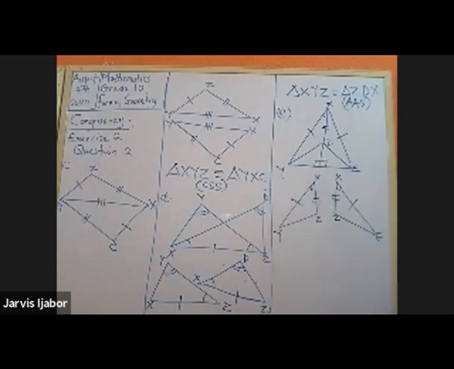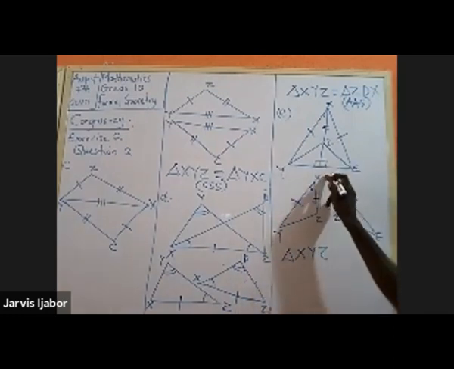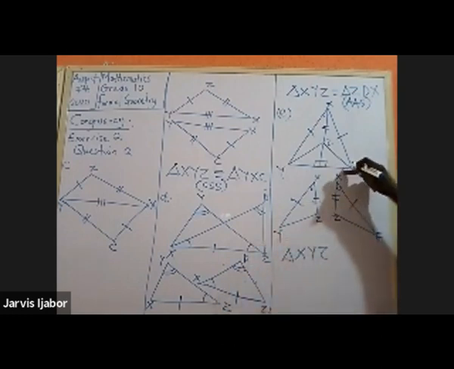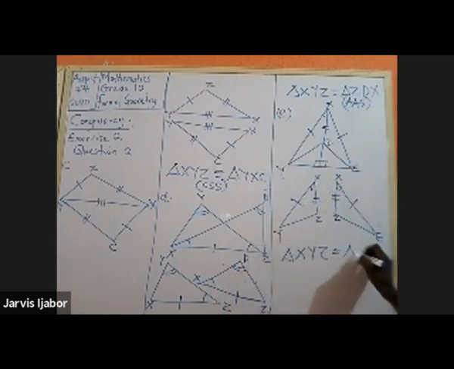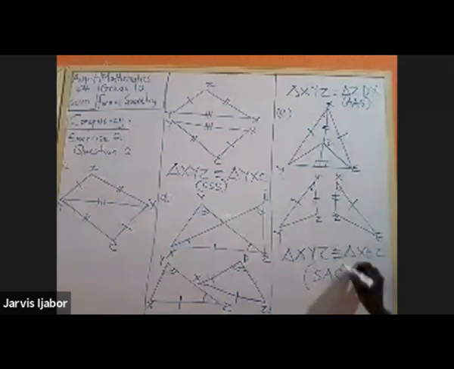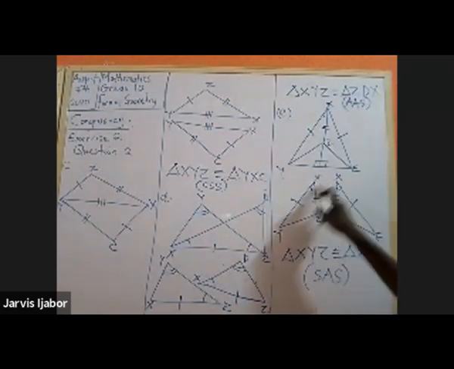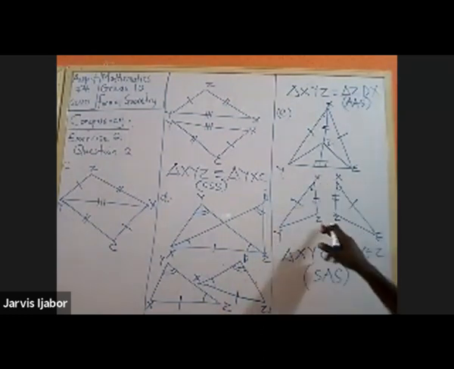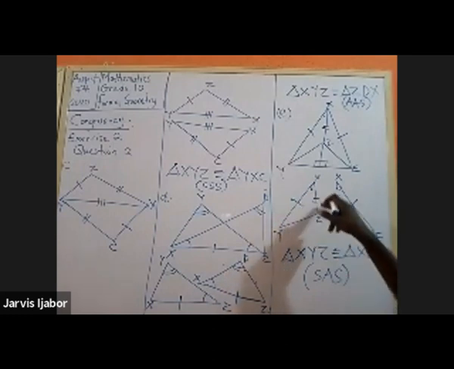Here, what's the reason? Triangle XYZ, X, E, Z. This is congruent to this. The reason is that it is what? Side, angle, side. Look at it. Side, angle, side. That's the reason why this is congruent.